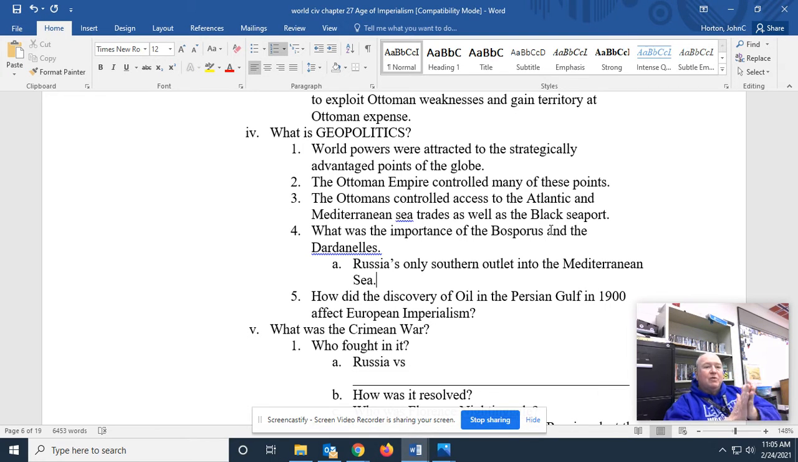The oil was used for, once again, lubricating machine parts. Prior to the use of petroleum to do that, they used whale oil. They'd have to go out and kill whales to get the oil, the fat from the whale's body, and use that to lubricate machine parts. But anyway, they began using oil, and so the discovery of oil in the Persian Gulf made the Middle East a lot more valuable.